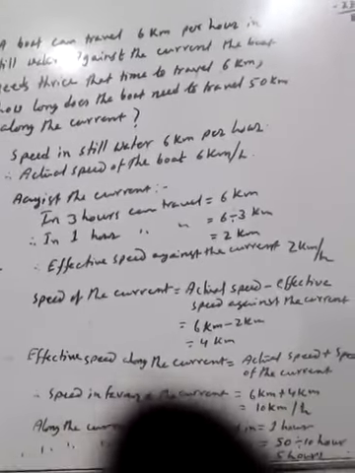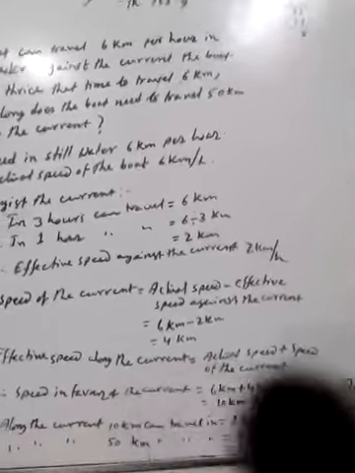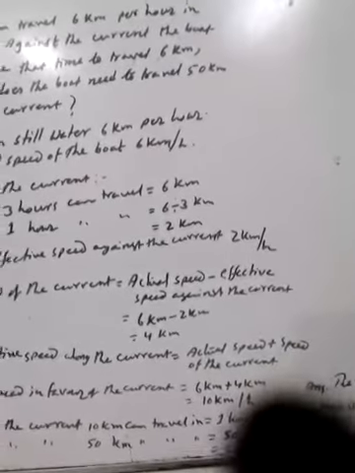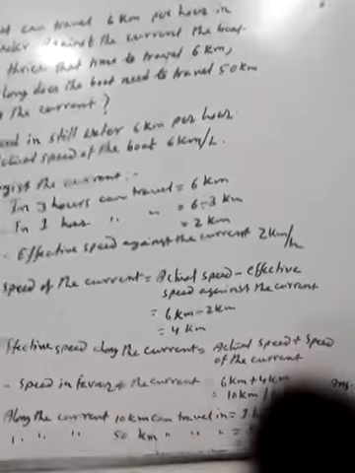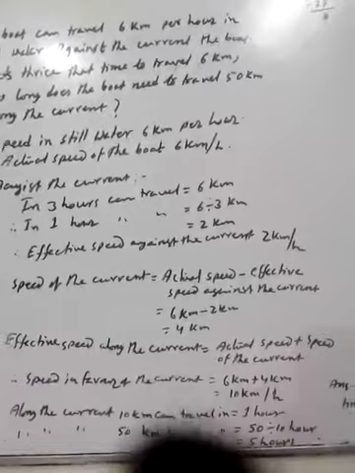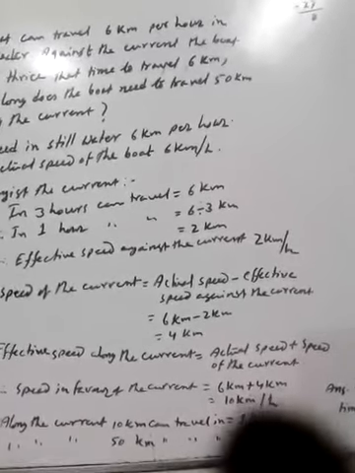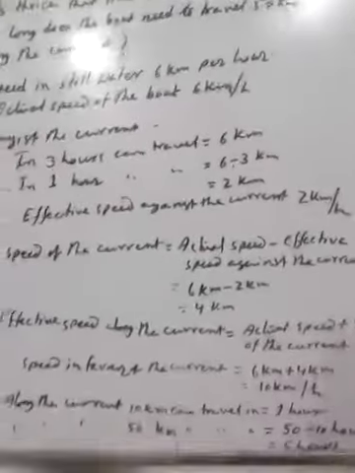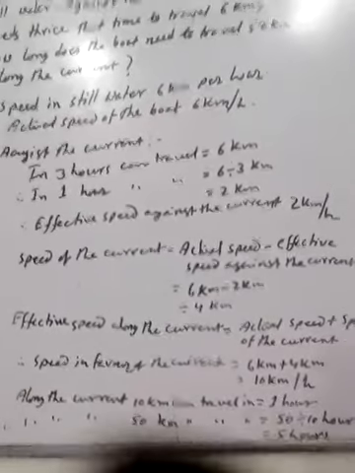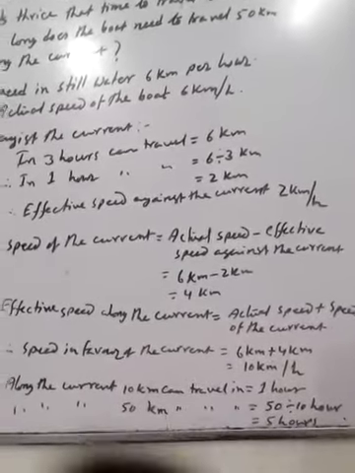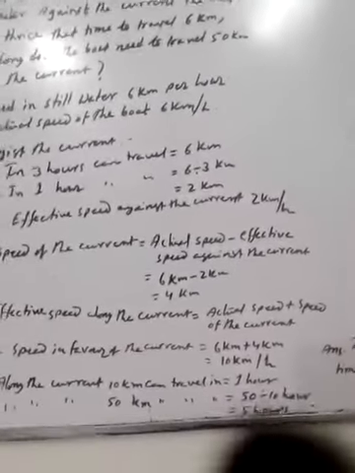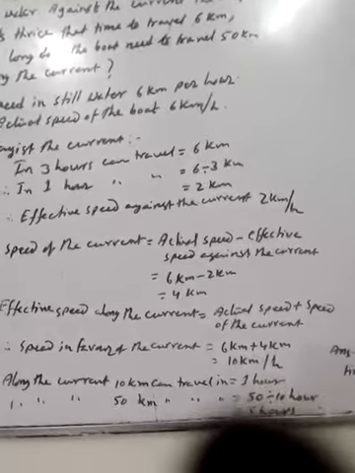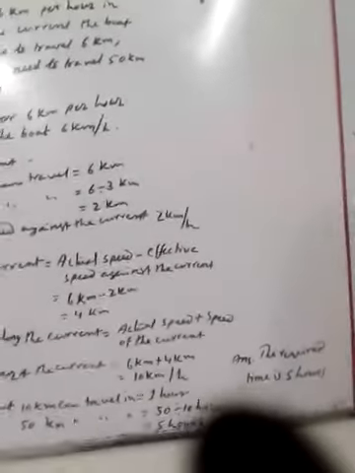Therefore, the effective speed along the current is the actual speed plus the speed of the current. The actual speed of the boat is 6 km and the speed of the current is 4 km. Then in favor of the current, it can go 6 plus 4, 10 km per hour. Now 10 km along the current can be covered in 1 hour. Therefore 50 km takes 50 divided by 10, 5 hours. So to go 50 km in favor of the current, it will take 5 hours. Please practice this math. Thank you.